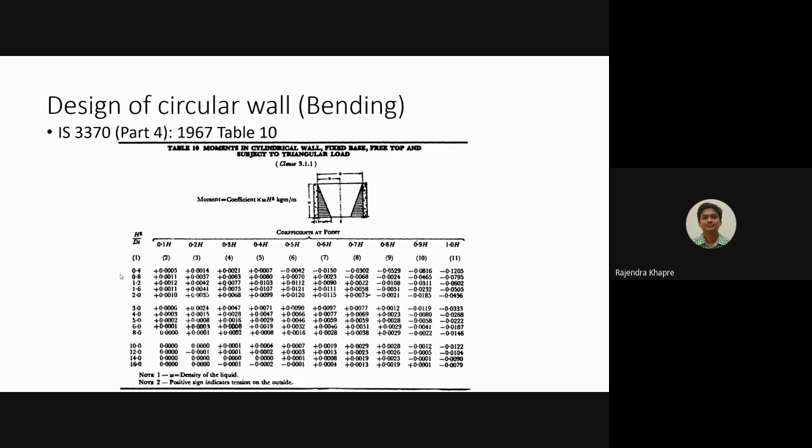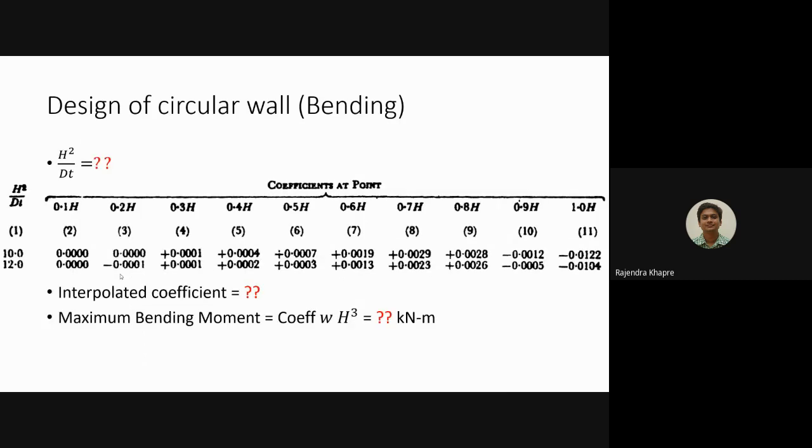So if you refer to the equation which is given on the left hand side, the moment is calculated as coefficient multiplied by W multiplied by H to the power 3, okay. So again in the same figure you can see the first column is H square by dt value. So we have to refer to the H square by dt value, and accordingly we have to see the table. We have already calculated H square by dt value as 11, isn't it? This was 11. So for this purpose, again now we have to see the values.